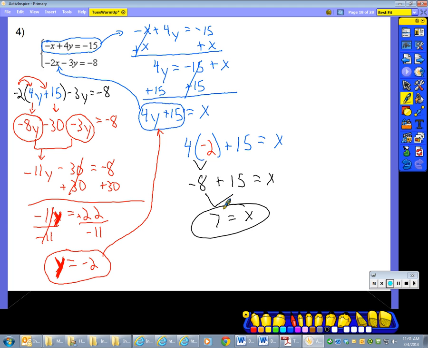And that's pretty much it. That's your answer. X equals 7 and y equals negative 2. So if I was going to put this in a coordinate pair, I'd say x equals 7 and y equals negative 2. Just like that.